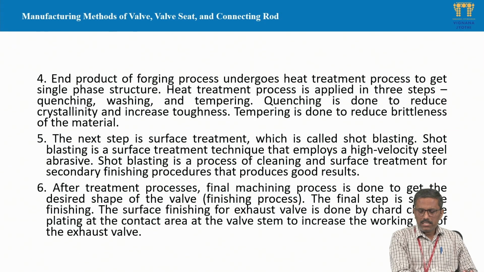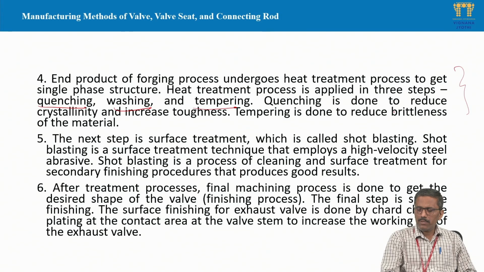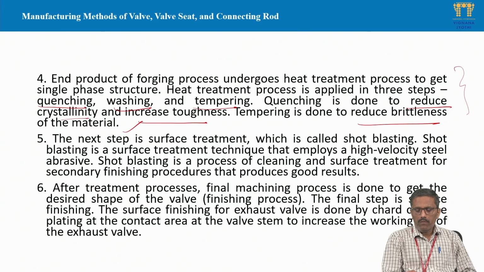Once the component is manufactured with the primary manufacturing methods like forging or friction welding, we go for the heat treatment process, which consists of quenching, washing, and tempering. The quenching process is used to reduce the crystallinity and increase the toughness, whereas tempering is used to reduce the brittleness of the material. That is the next step after manufacturing the valve, that is heat treatment. Once the heat treatment is over, we go for surface treatment, which is also called shot blasting.